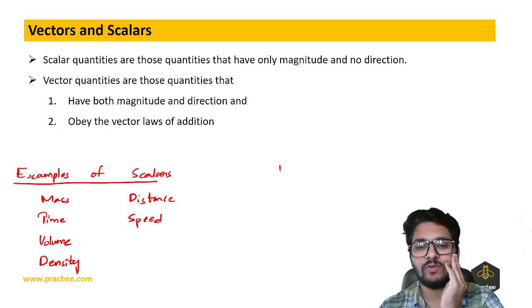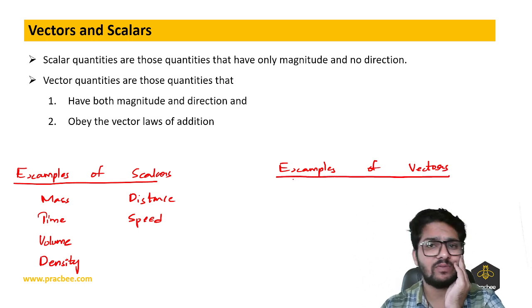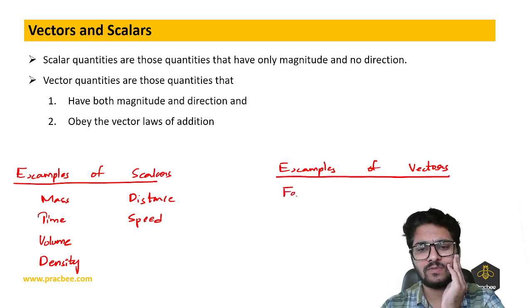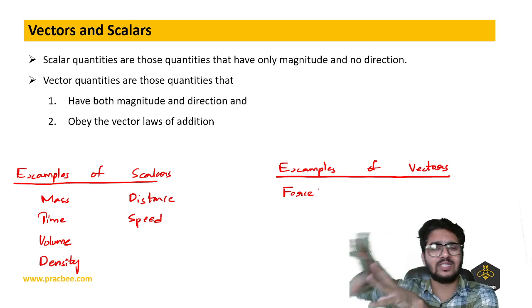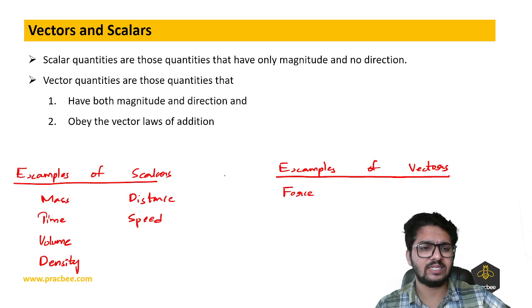So let's talk about a few examples of vectors here. Can you think of any examples of vectors? I think the best one would be force, right? Force has direction. You can apply force towards right, towards left, up, down, anyhow, right? So force is an example.